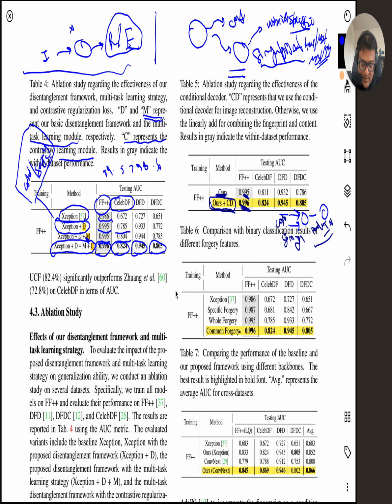Similarly, the other ablation they did is that they tried to predict specific forgery features and common forgery features. So the fingerprint they were predicting had some common features, and they were also trying to predict some forgery-specific features. What they're saying is that if you use the common forgery features for classification, that performs really well compared to using only the specific forgery features.